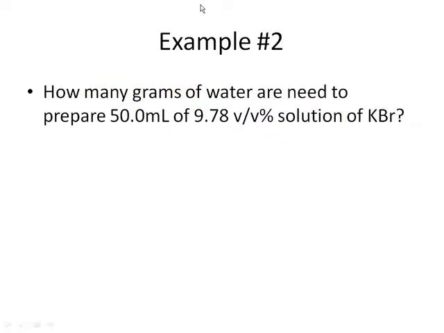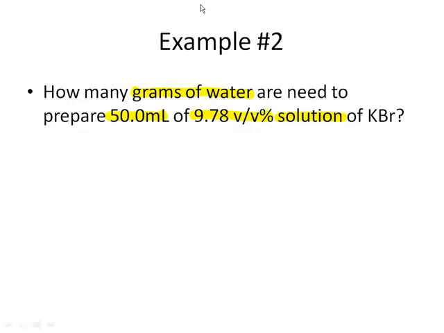Example number 2, how many grams of water are needed to prepare 50.0 milliliters of 9.78 volume percent solution of KBr? Now notice in this question, what is the question asking for? Solute, solvent, or solution? Well, it's asking for grams of water, which tells me that it's asking for solvent. It tells me I need 50 milliliters of solution, and that solution is 9.78 volume percent KBr.